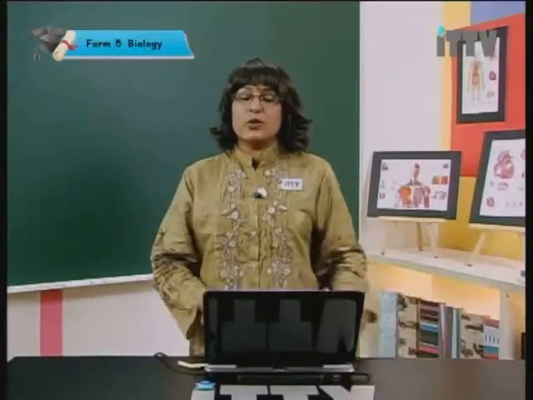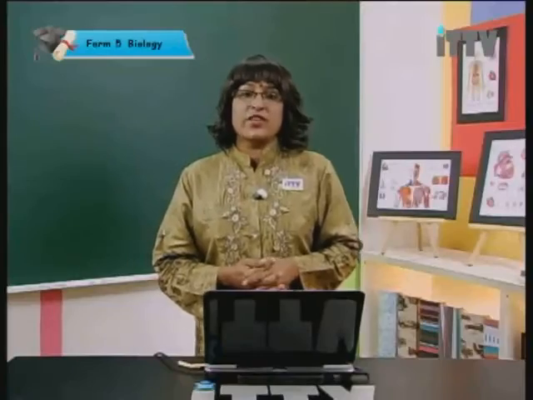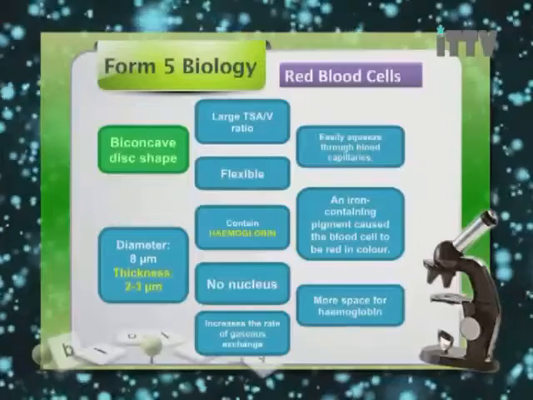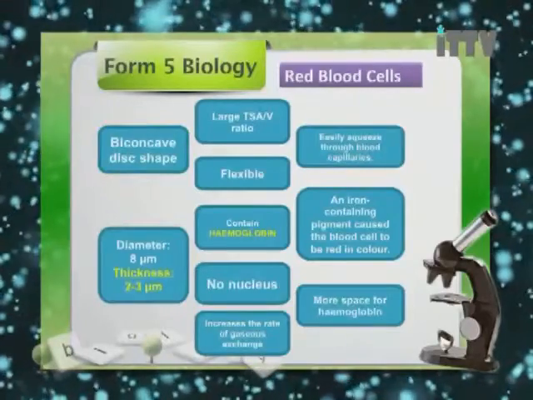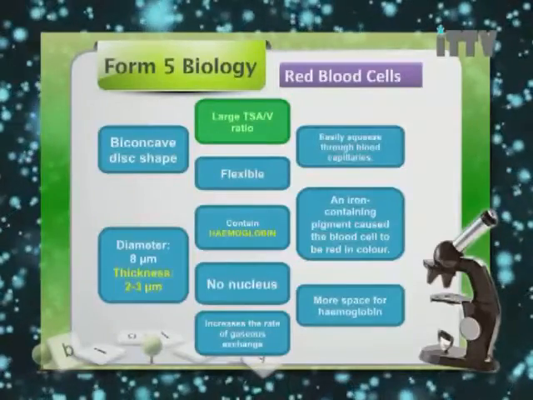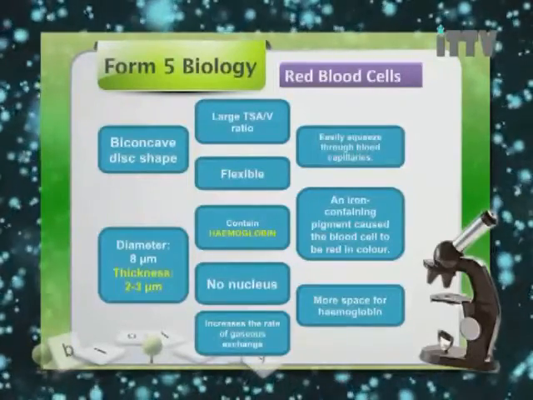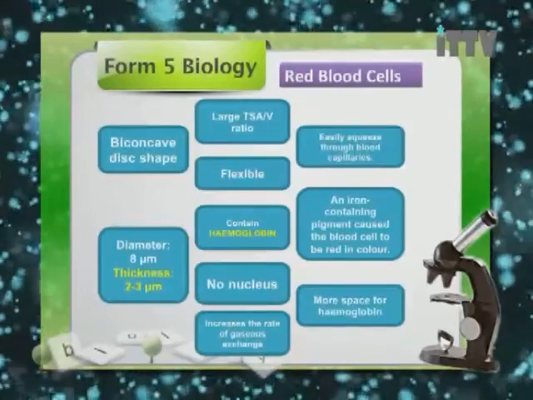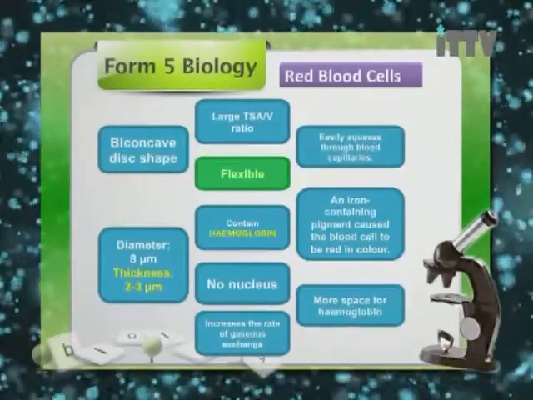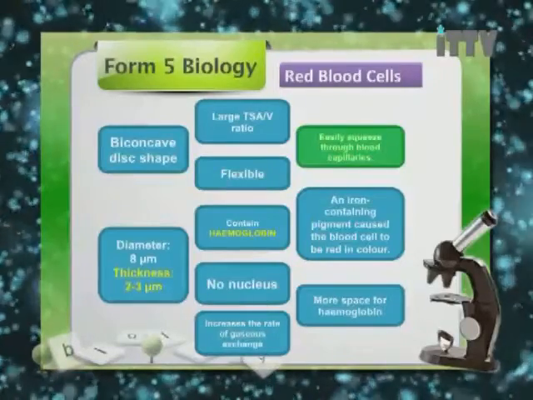Now let us take a look at the red blood cell or the erythrocytes. The red blood cells are biconcave disc shaped. It means they are ellipsoidal and have a large total surface area to volume ratio. You know what that means? It means it increases the rate of gaseous exchange by simple diffusion. The red blood cell is also a very flexible entity, hence it can squeeze through all the blood capillaries.